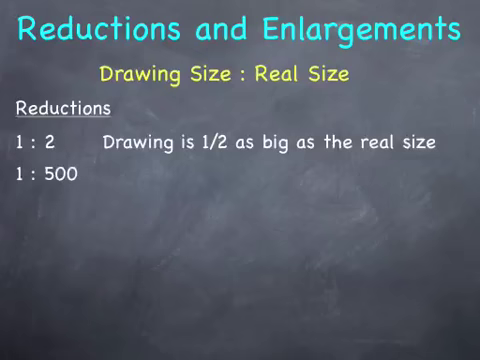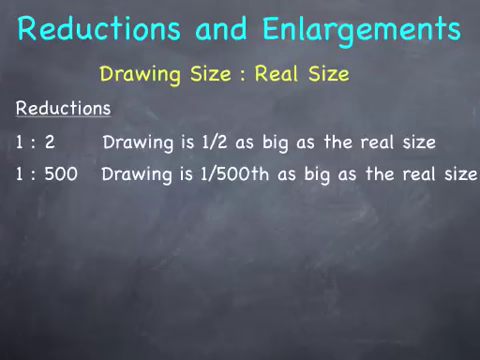Here's another example, 1 is to 500. In this case, we've reduced it right down to 1/500th as big as the real size. So it gives us a fraction, 1 over 2, or 1 over 500. What we do is get the real size, and in the first case, we divide it by 2 to get our drawing size. In the second case, we divide the real size by 500 to get our drawing size. So it's giving us a fraction or a division to do.